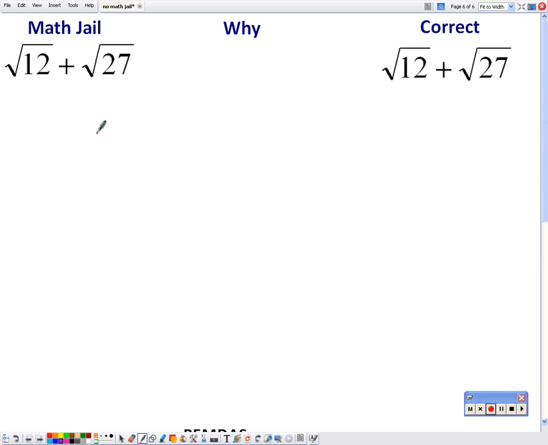Alright, let's do one more. When you add together 2 radical expressions, one thing people do that lands them in math jail is they just add together the argument. They add together what's underneath the radical. And they say, okay, well, 12 plus 27 is the square root of, let's see, 939. Yay! No! Bad. You cannot add two numbers under a radical, and here is why.